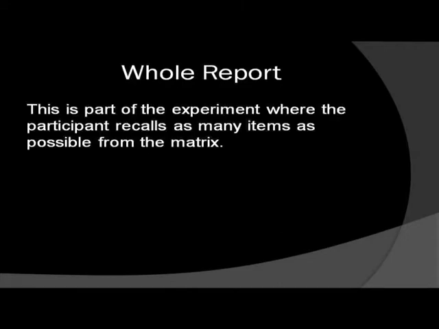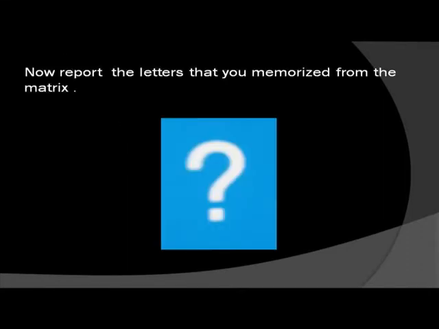Sperling had 2 separate report conditions. The first, called the whole report condition. In the whole report condition, participants were required to write down as many letters as they could from the entire array. So let's try this now. In a moment, you will see a fixation point followed by a very brief display of letters. Try and write down as many letters as you can as soon as the display disappears. Ready? Begin. See, I told you it would be brief.